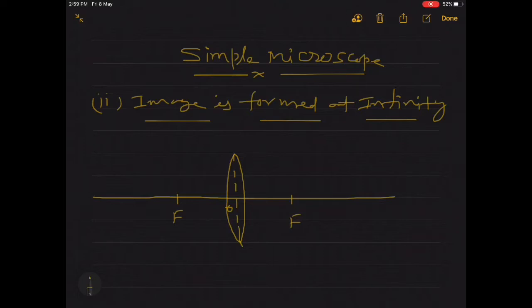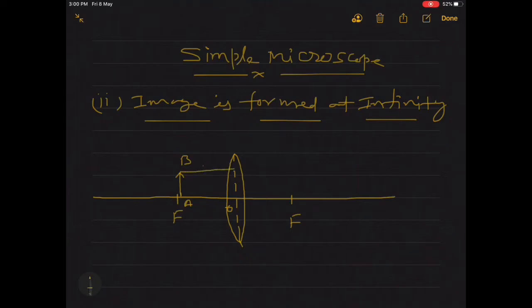Now the very important part of this topic is where the object should be placed to have the image at infinity, because we know the image formed at infinity requires the object to be placed at focus. So if we place the object very close to the focus, that is, it is still lying between focus and optical center but not exactly at the focus, let us see what happens in this case.